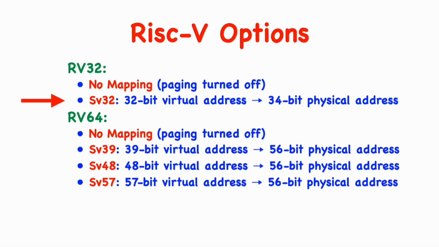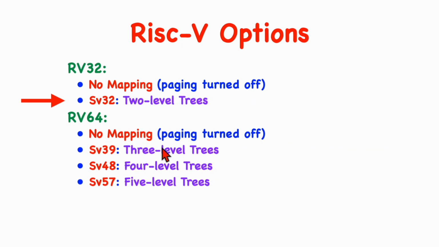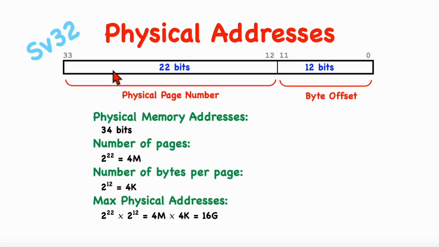We'll see later that each page table is represented with a tree. The primary distinction between all these options is how many levels the page table trees will have. Sv32 will use 2-level trees. Sv39 will use 3-level trees. Sv48 will use 4-level trees, and Sv57 will use 5-level trees. Now let's begin our description of Sv32.